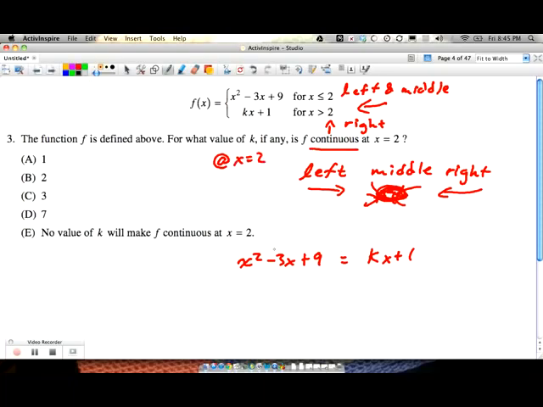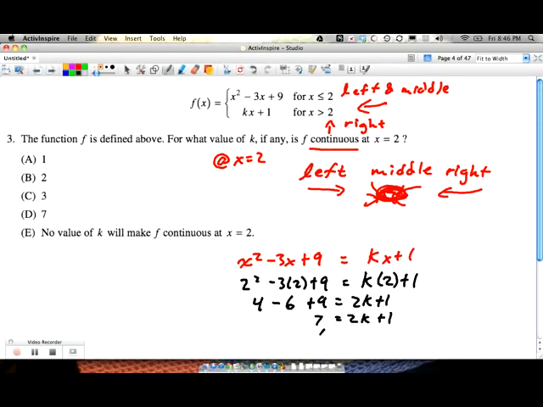So I'm going to replace all these x's with 2's. It means I'd have 2 squared minus 3 times 2 plus 9 equals k times 2 plus 1. So this is 4 minus 6 plus 9 equals 2k plus 1. Got negative 2 plus 9 is really 7 equals 2k plus 1. Keep simplifying. 6 equals 2k. If I subtract 1 from both sides, k equals 3. The answer is C.